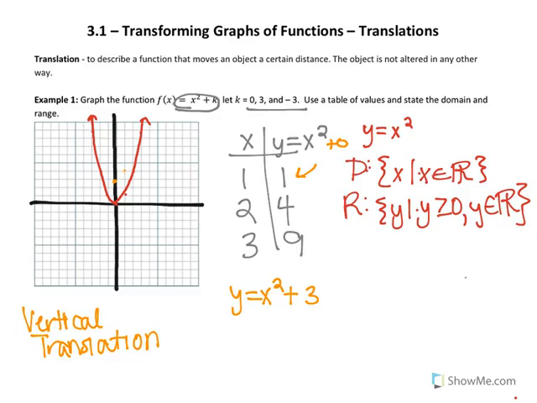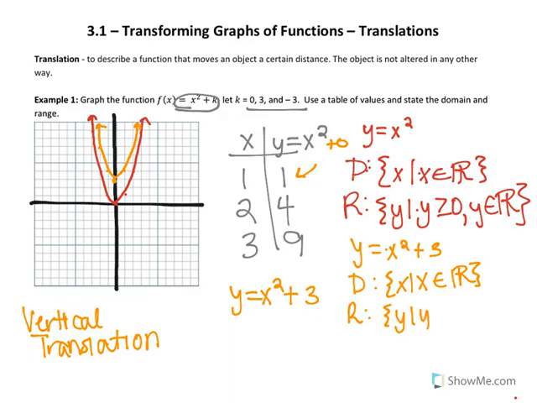So I'd go over 1, up 1, over 2, up 4 on both sides, over 3, up 9. We're not going to have room for that. So the shape doesn't change. It just is literally like picking it up and moving it somewhere else. So for our domain, it would be all the real numbers. That doesn't change. And our range is greater than or equal to 3 because we have a new vertex.